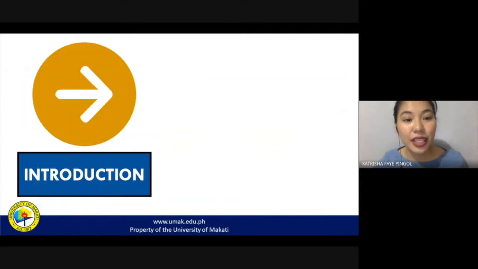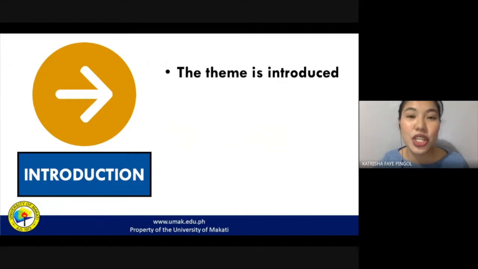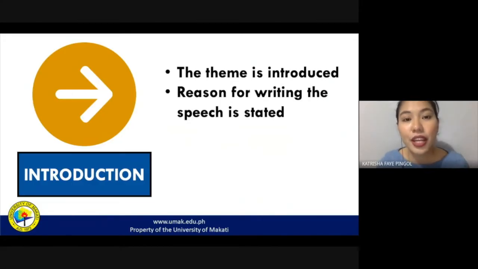Let's talk about the introduction first. Introduction is the part of the speech wherein you introduce the theme of your speech. So basically, what is going to be the main concept, the main idea of your entire speech. During the beginning of your speech, or the very first part of your speech, you have to indicate the reason why you wrote that speech in the first place.